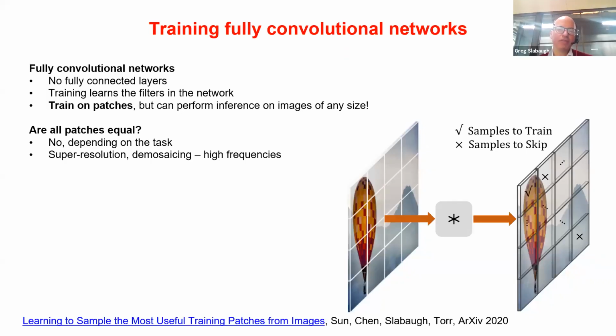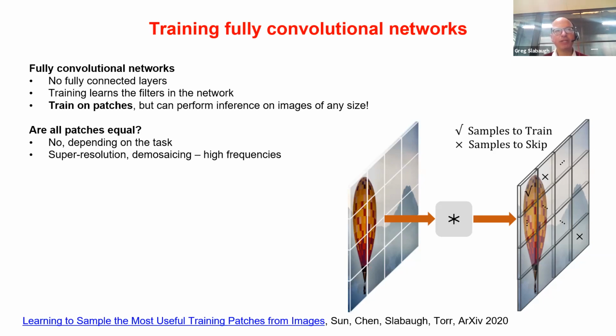This last part of the talk is about how to train fully convolutional neural networks. I mentioned before that in these computational photography problems, like bokeh, you often train on patches rather than the whole image.